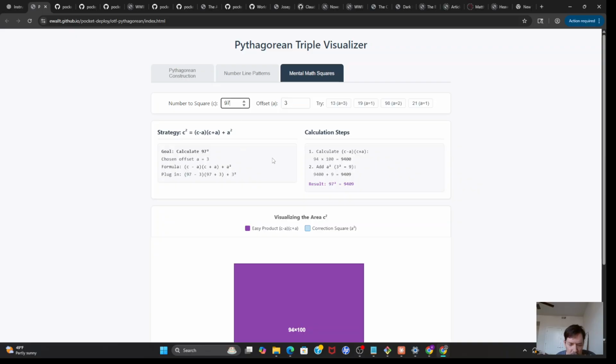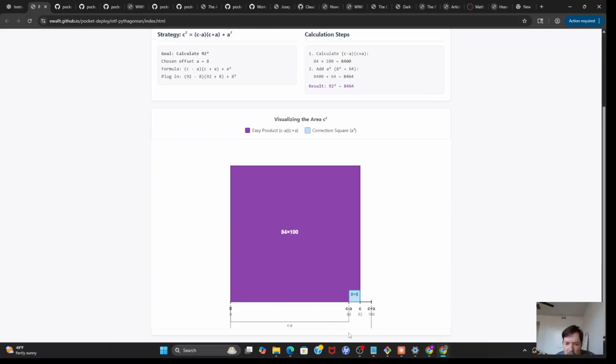Let me do another one. I'll do 92, and then I'll make this 8. Okay, good. This is enough distance where we can see it here. So I choose 8 to get 92 up to 100. And then 100 times 84 is 8,400. Add 8 squared, which is 64. You get 8464. Did I do that right? Yes, 8464.